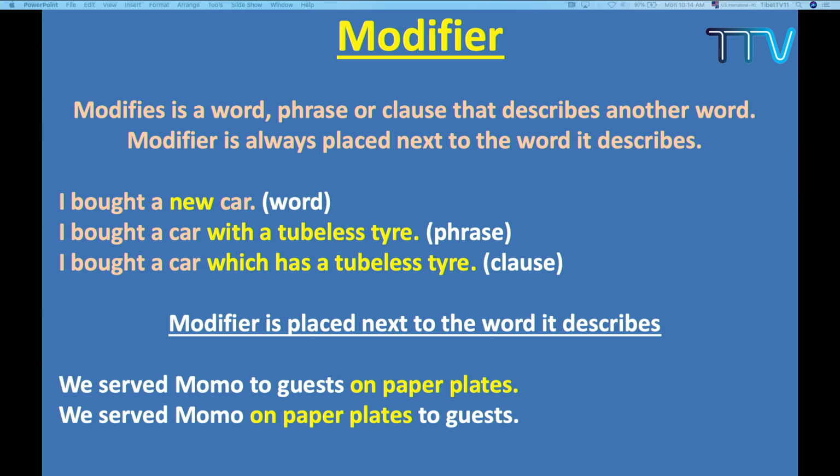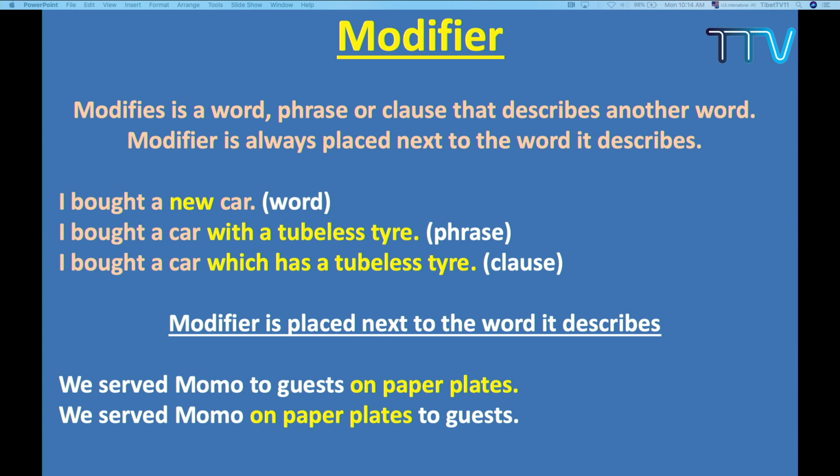So, new is a word. I bought a car with a tubeless tire. I am talking about the car, and instead of using one word, I have used a group of words. That is a phrase, but there is no subject in it. I bought a car. What kind of car? A car with a tubeless tire. This is a phrase, because a phrase is a group of words which does not have a subject and verb.